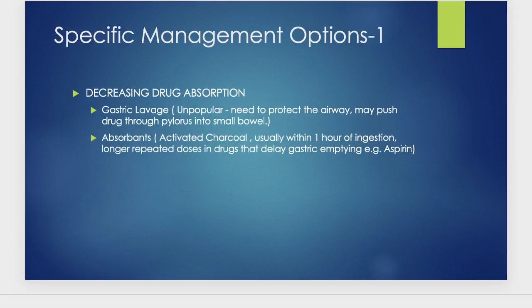Next, decreasing drug absorption. So gastric, you have to decrease the drug absorption. For example, if he drank it, the action must be quick. Gastric lavage: you clean the gastric area. You use a tube, then wash it out and let it out so that only a little of the drug is absorbed. Remember, if it was ingested, it is reabsorbed into the body. And you can use your absorbents. You have your activated charcoal, usually within 1 hour of ingestion, and longer with repeated doses, and drugs that delay your gastric emptying.